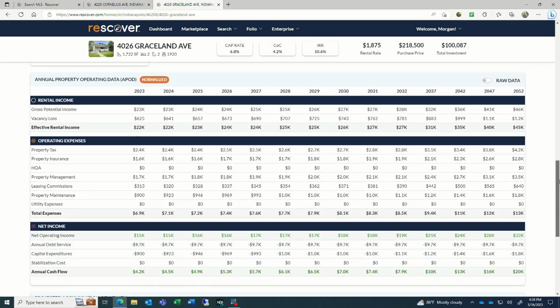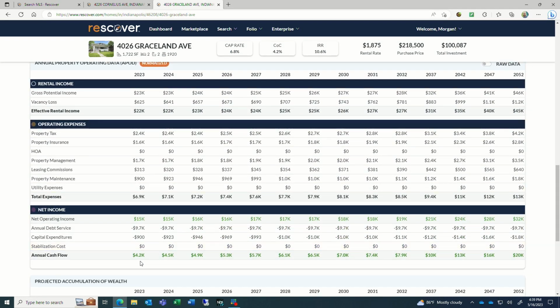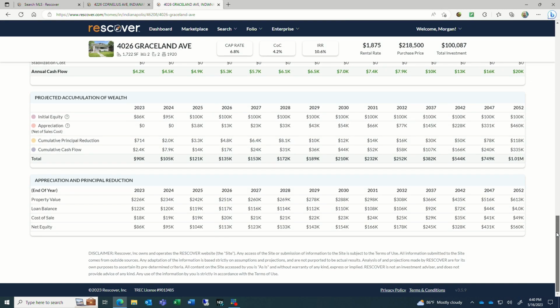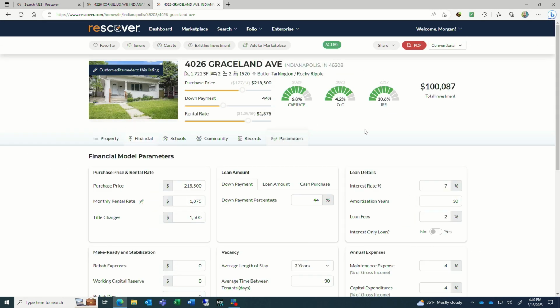What that does in reality is that in the first year we were making $4,200, but if you fast forward 10 years, now we're making $8,000 a year. So we're making more money every single year as time goes on. And in 15 years, we're making $10,000 a month. So that's pretty cool. What would happen if we changed those, though?